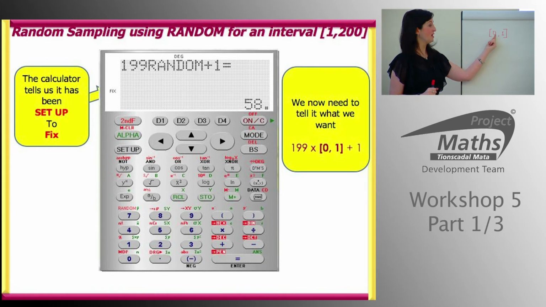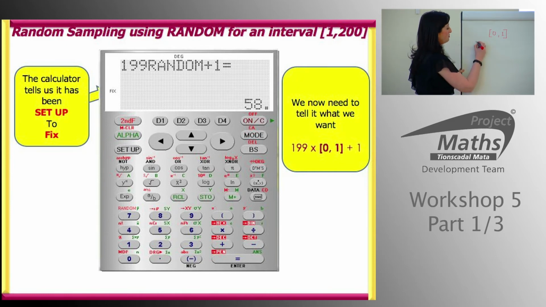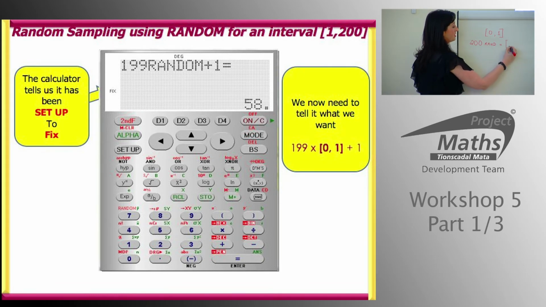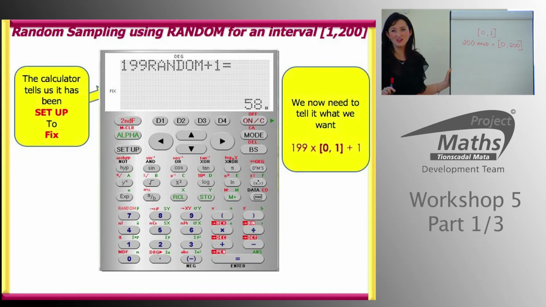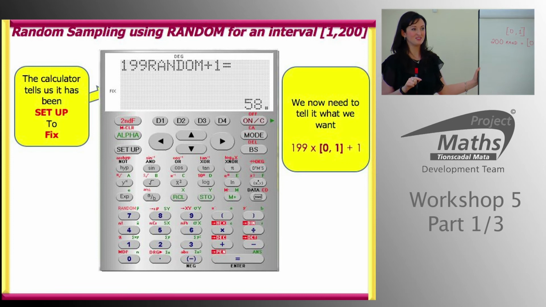Yeah, exactly. If you multiply it by 2, it would be between 0 and 2. So if we wanted up to 200, what could we multiply by? 200. Okay, so we could multiply by 200 by the random button. Now, the only thing there is that if you do that, it will give you the set between 0 and 200, which is nearly what we want, but we don't want the 0, isn't that right?